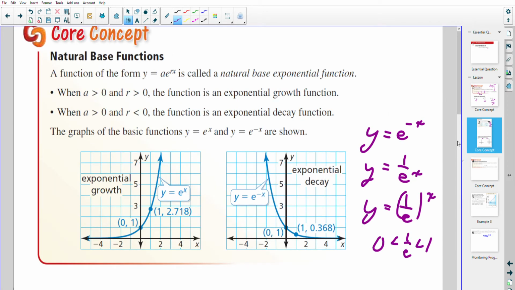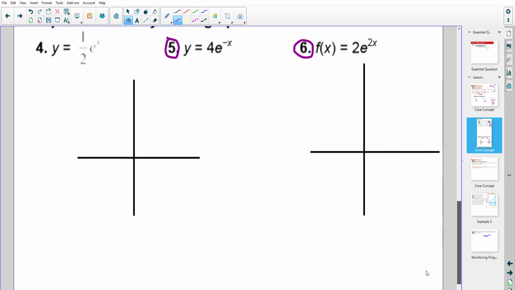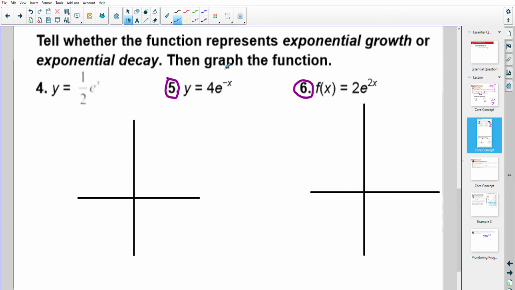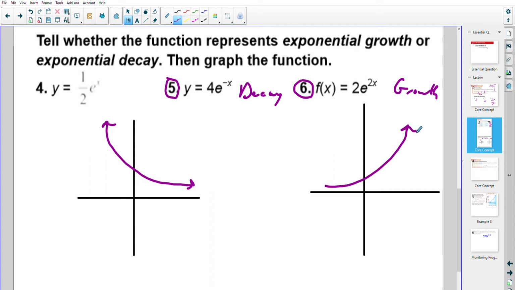So there are a couple problems with that. And the question is, say if it's a growth or decay and then graph. This is going to be a decay because it's e to the negative 1, and this is going to be a growth. So how do you graph this? A decay looks like this, and a growth looks like this, just like we had before.